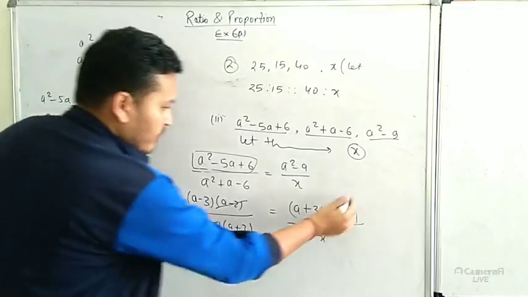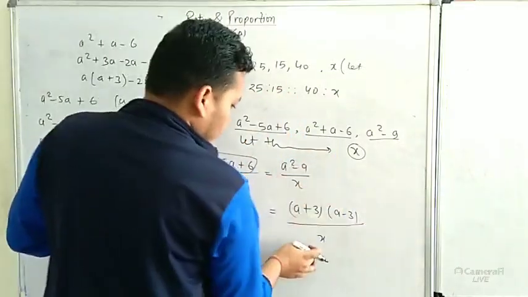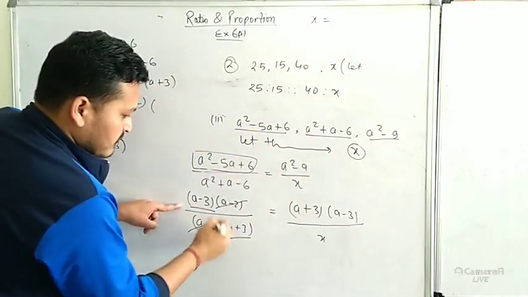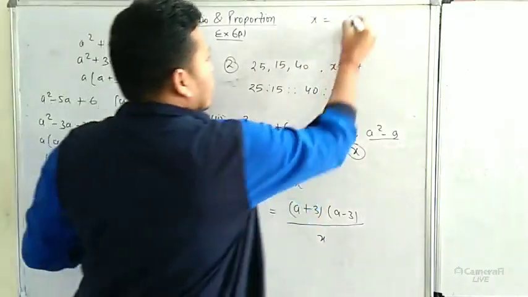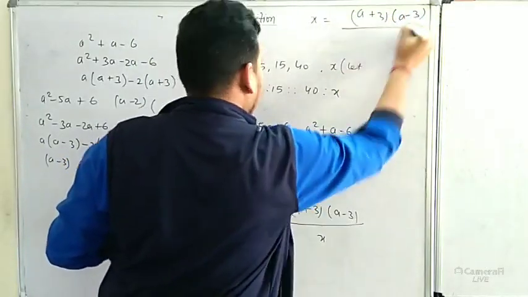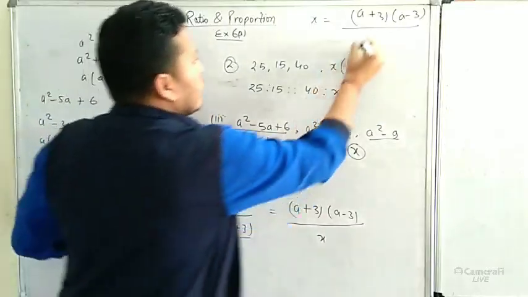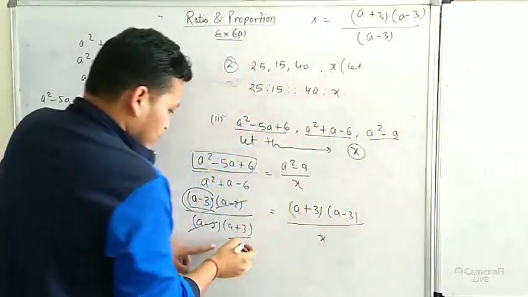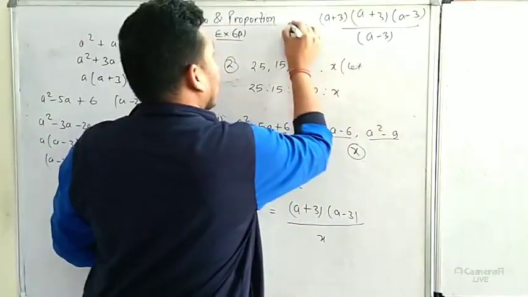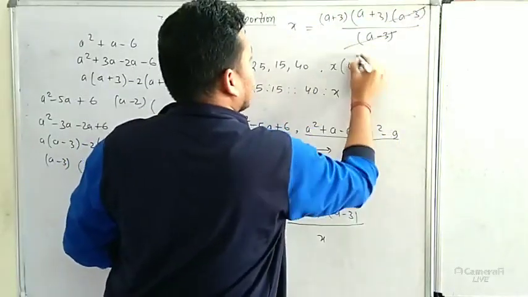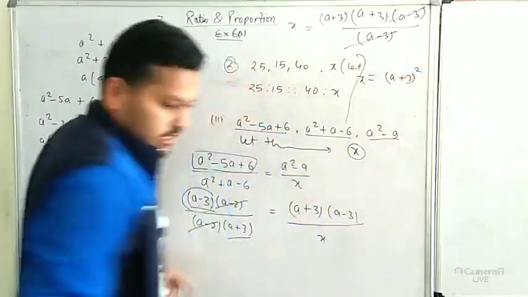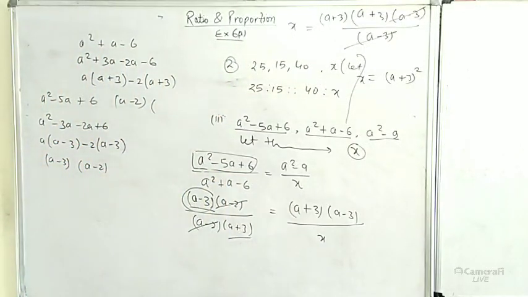Next, remove the left hand side. So then cross multiply. Bring x to the top. So x is equal to what remains here, a minus 3 and a plus 3, and take the denominator across. So the numerator is a plus 3 and a minus 3, and a minus 3 in the denominator. Come on the numerator: a plus 3 is equal to x. A minus 3 cancels, so finally our answer is x equal to a plus 3 whole square. So this is the solution of this question, a plus 3 whole square.